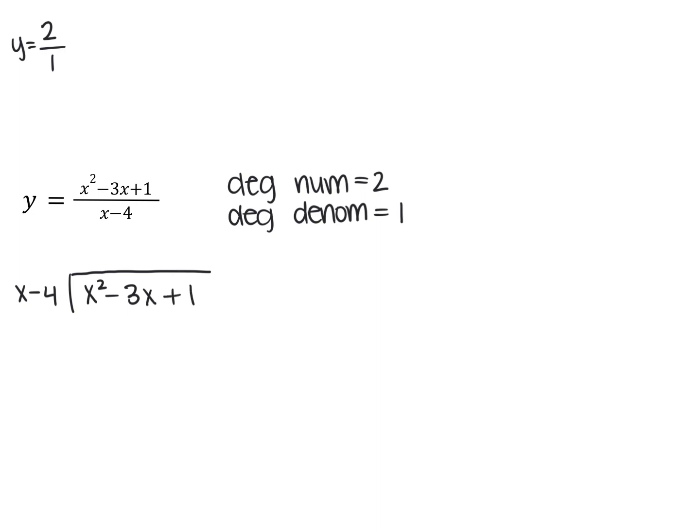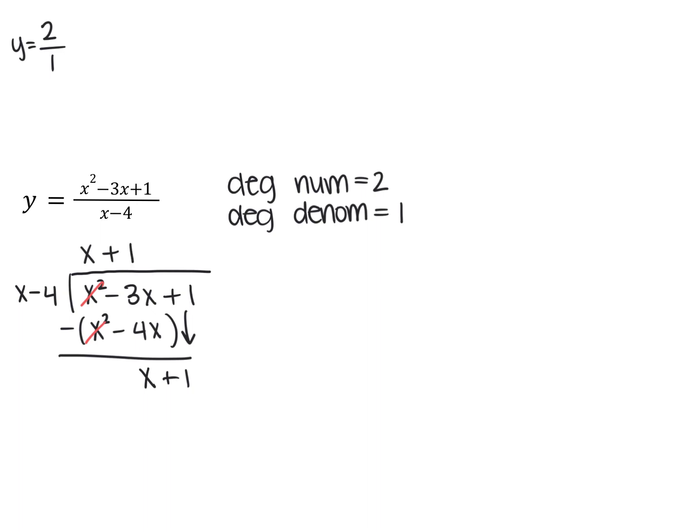So what do I have to multiply x by to get x squared? That's x. So now I take x and multiply it by the x minus 4. I get x squared minus 4x. We're going to subtract. And my x squareds are going to cancel. And then we have negative 3x minus negative 4x. So it's going to change to addition. Negative 3 plus 4 is 1. So I have x. Bring down the plus 1. Now what do I have to multiply x by to get x?